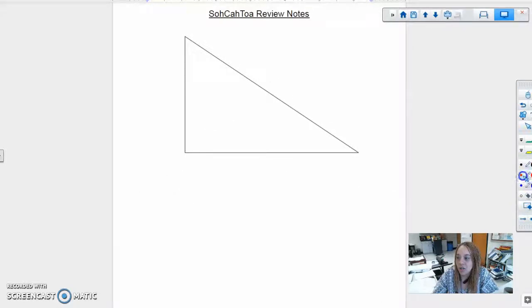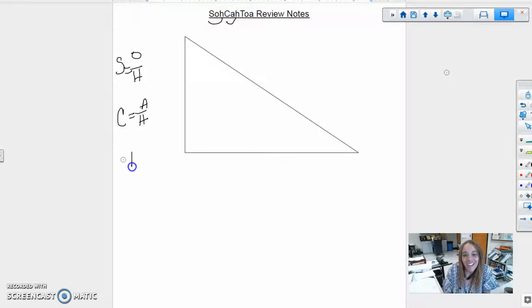So Sohcahtoa, when they give us this term, what this means, I'm going to write them up here. S equals O over H. That's the So part right here. C equals A over H. That's the Cah right here. And T equals O over, what do you think? O over A.